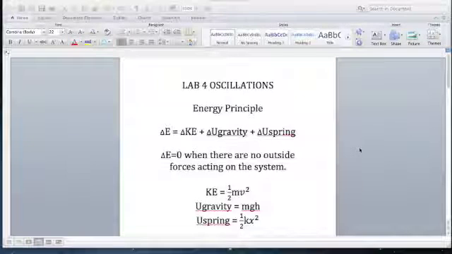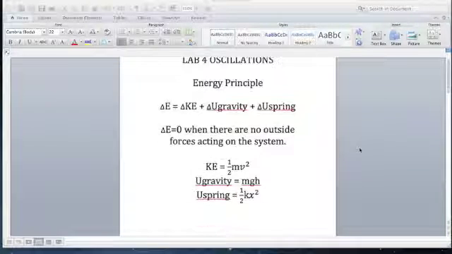In this lab, we observed a spring as it oscillated. We were able to apply the energy principle to predict the motion of the spring. Specifically, we were able to use E equals kinetic energy plus gravity potential plus spring potential. Delta E is equal to 0 when there are no outside forces acting on the system, which is true in this case since there are no other forces acting on the spring.